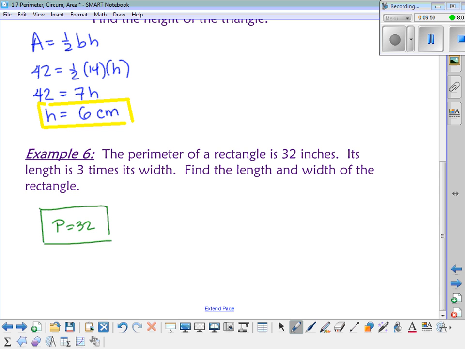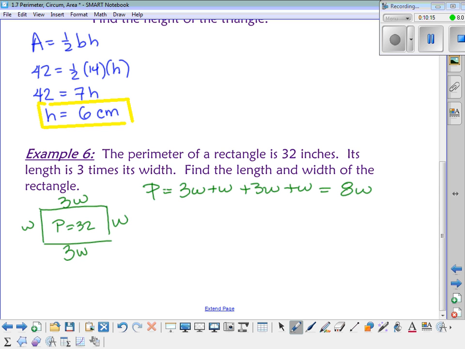Its length is 3 times the width. So if the width is W, 3 times the width would be 3W. So I'm going to use 3W to represent the length. So my perimeter is just 3w plus w plus 3w plus w. Or again, I could have multiplied them each by 2 and added. Anyway, all together you still get 8w, right?